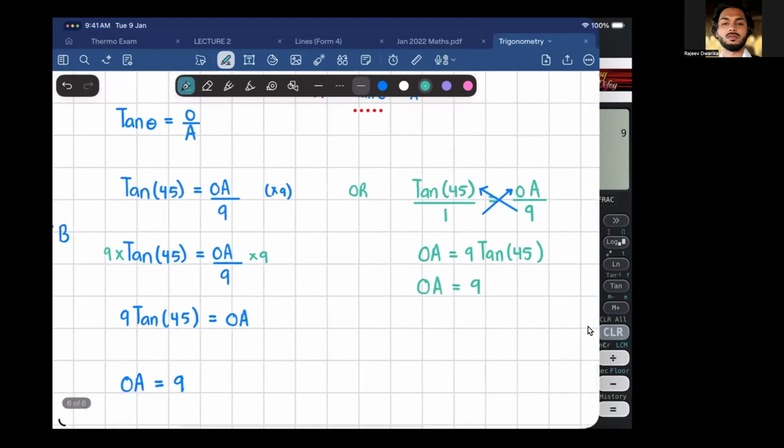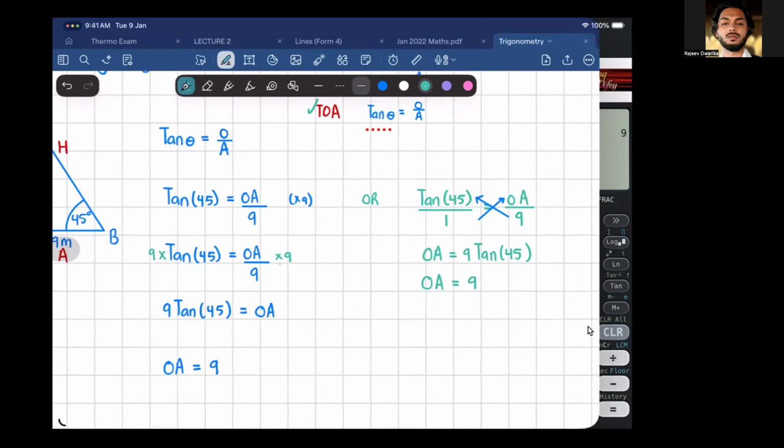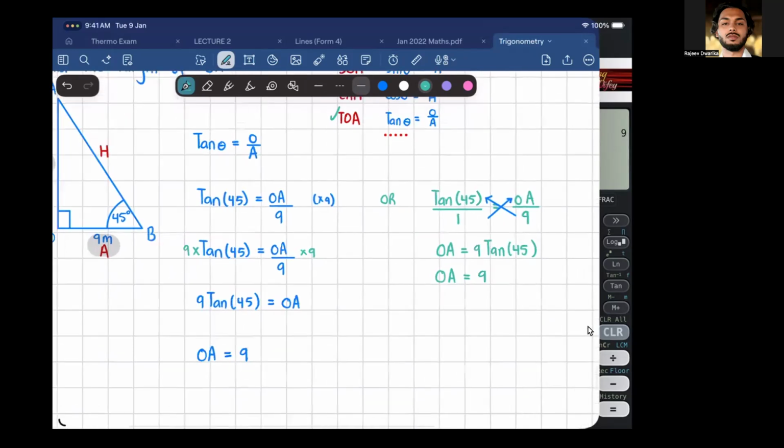So going forward, which method do you all prefer? The cross multiplication or multiplying both sides by a number? Let me hear, which one do you all prefer? In all honesty, I feel like in the exam I'll use the first equation. First one. Okay. What about the rest of you? Adetola, which one might you use? Cross multiplication or multiply both sides by 9?